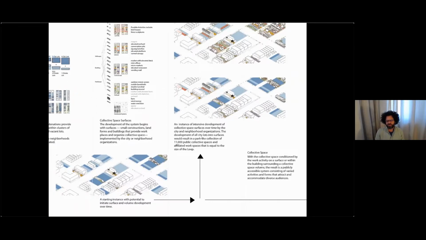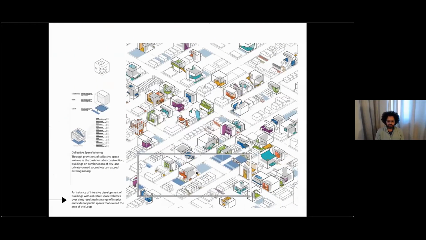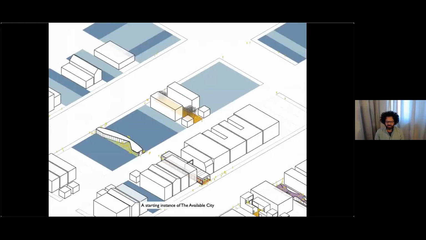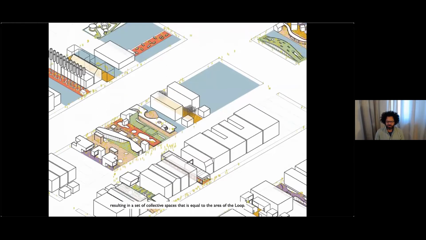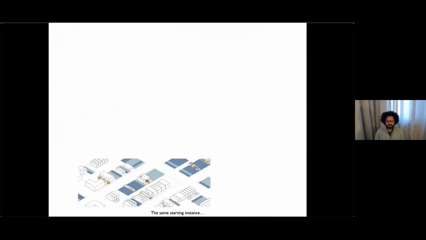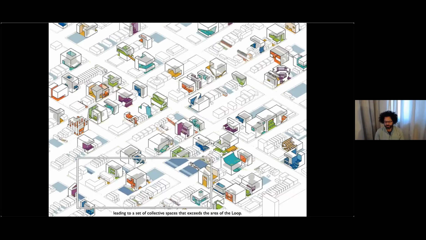system or field within the city that's equal to the loop in size. Or you could also begin to get these buildings manifesting. If you had a high concentration of buildings over time, you'd actually have a collective space system that exceeds the size of the loop. So this is just going to go through those a little bit more in detail or close up. So that starting point could lead to this or reduced scale. It could lead to this.